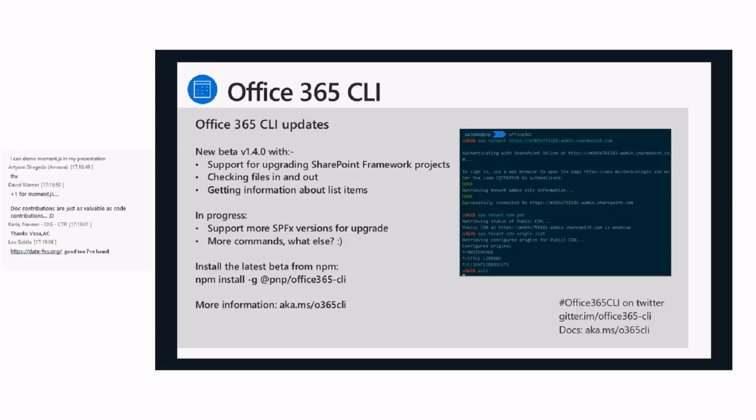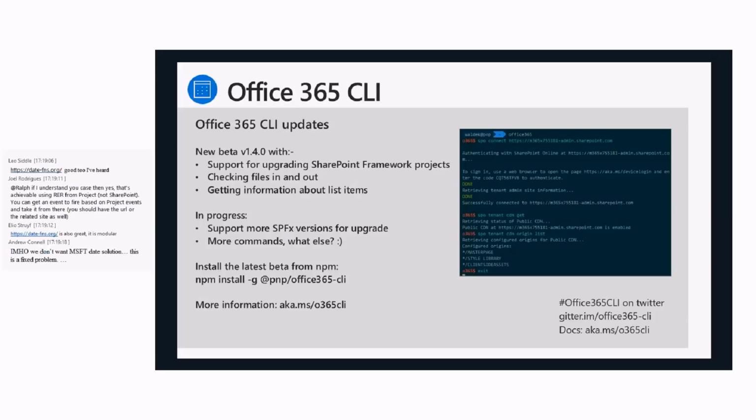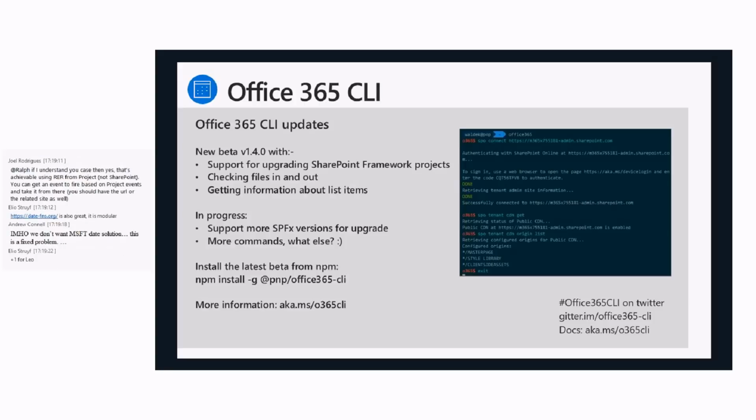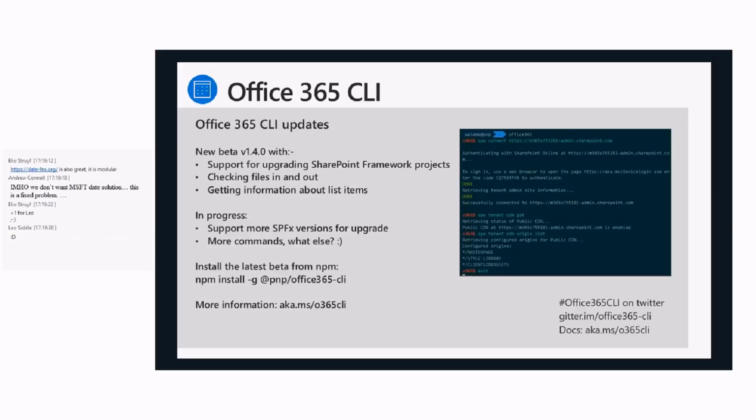Cool. So Office 365 CLI, new beta 1.4.0 is out with support for upgrading SharePoint framework projects. So this is a really cool thing Waldek and AC have been working on, where you'll actually be able to run a command and update your SharePoint framework projects to the next version. So this is a very cool feature.